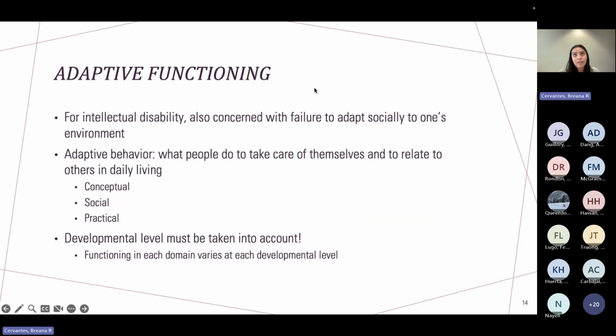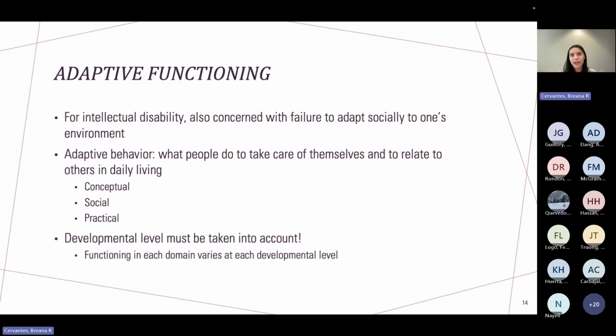So with that, we think about IQ, we keep the caveats in mind, we care a lot about adaptive functioning. So we're concerned with failure to adapt socially to one's environment. I gave examples like brushing your teeth, putting on your shirt, buttoning the buttons. Those are all examples of things that people do to take care of themselves. You need to have that skill in order to live independently.